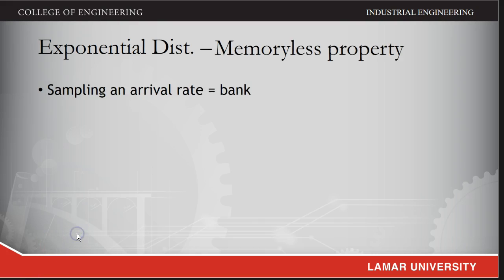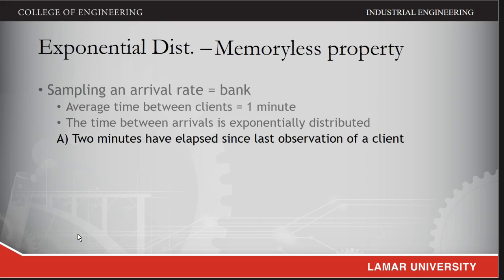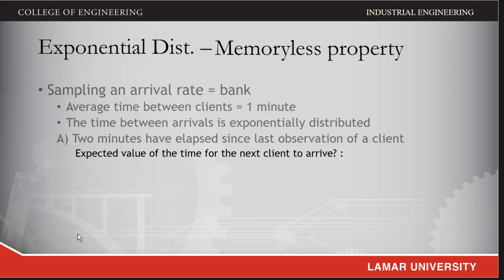Let's say that you're making a sampling of the arrival rate in front of an establishment, say a bank, and you have measured this and you have determined that the time between arrivals has an average of 1 minute, and this time between arrivals has an exponential distribution. So you may ask yourself a question. After 2 minutes have elapsed since the last observation of a client, what is the expected value of the time for the next client to arrive? And the answer for that is 1 minute.